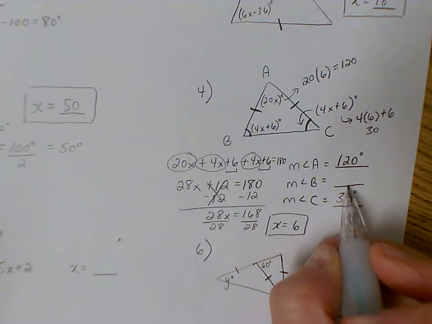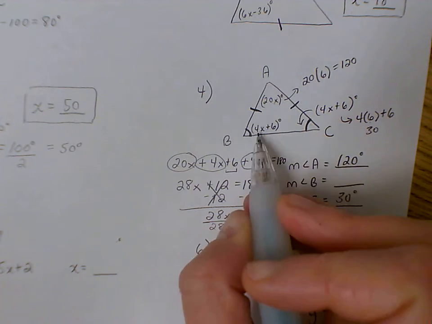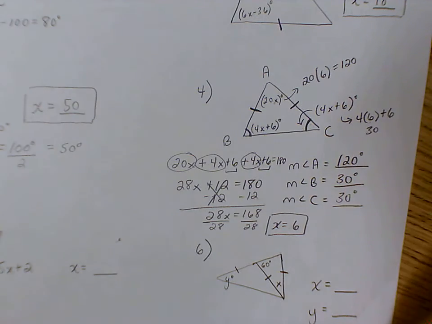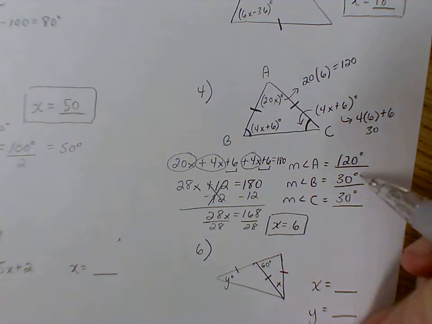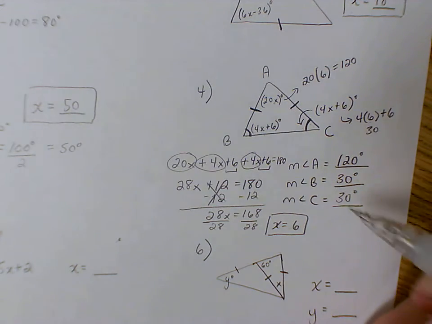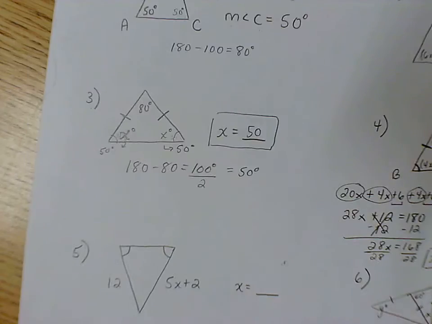And now if you think about it, this is the exact same thing we just did, or you can realize these have the same measure. So angle B would also be 30 degrees. And then you could check it. These should add to be 180. And notice 120 plus 30 is 150. If I add another 30, I get 180. So I know I've done it correctly. All right, so that's how you set up an equation.